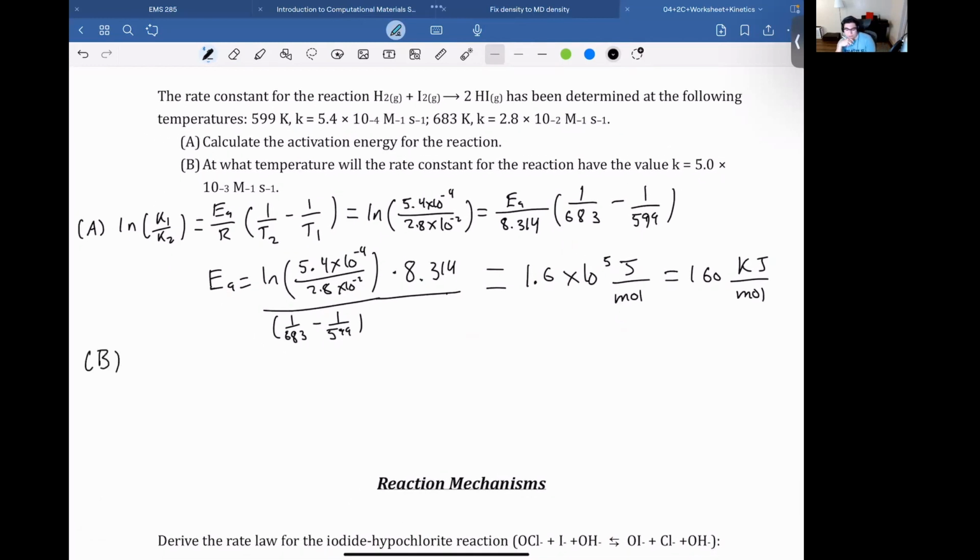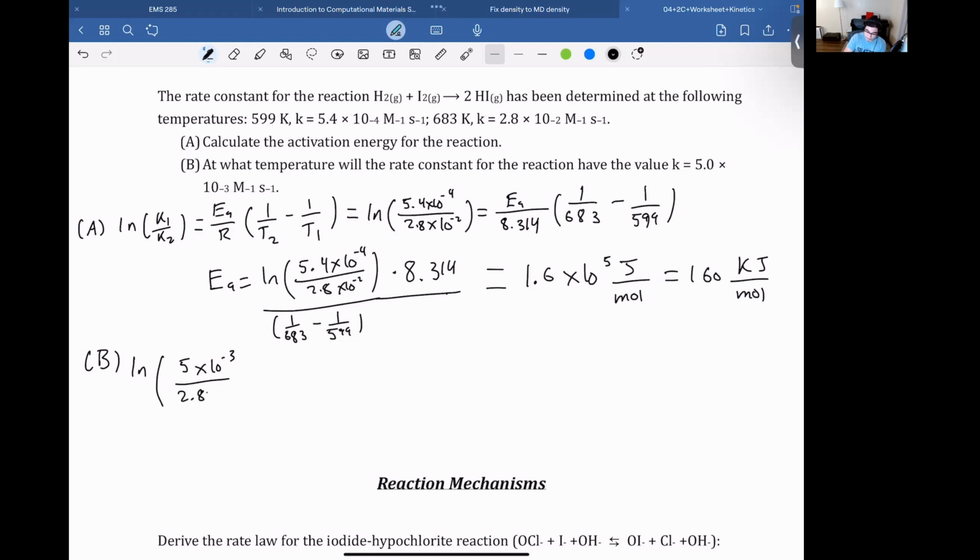Then B says, at what temperature will the rate constant for the reaction have the value K equal to 5 times 10 to the third? So once again, you're using the same equation. You can plug in your Ks and your Ts, and you're solving for a temperature. So ln K1, let's just say that's the one we're looking for the associated temperature with, over 2.5 times 10 to the negative third. Let's use one of our other Ks. I'm just going to keep it the same as before.